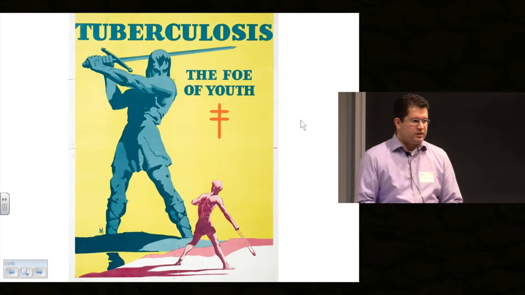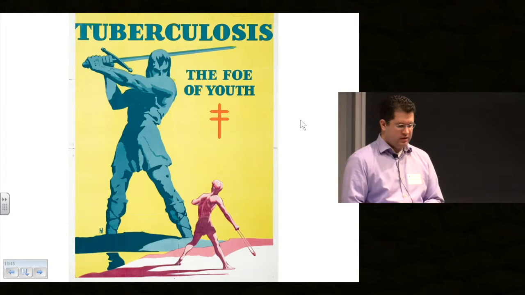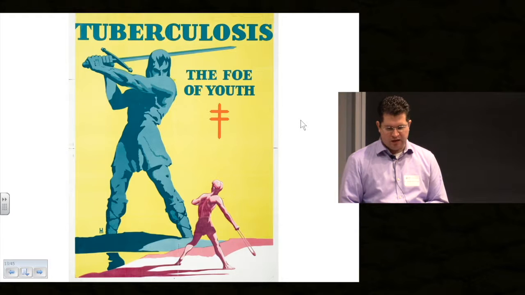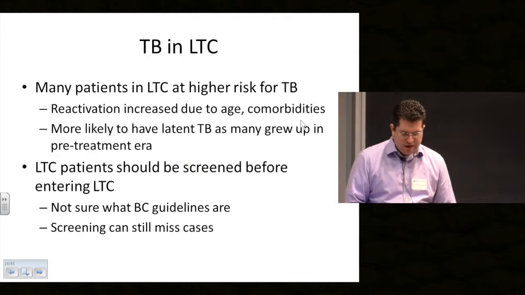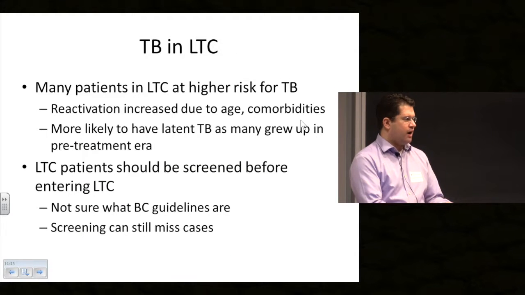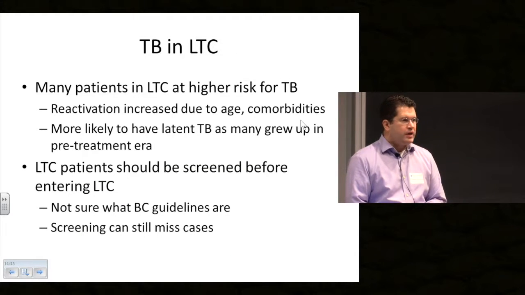I'll mention one other bug that's sort of an atypical bacteria. This is from a March of Dimes campaign: Tuberculosis, the foe of youth. It's more the foe of the immune compromised and elderly now. Patients in long-term care are at a higher risk, both because their increasing age and their comorbidities lead to an increased chance of reactivation.